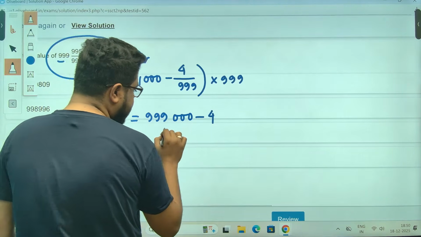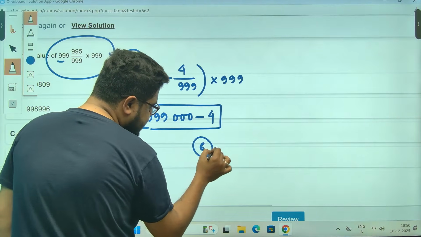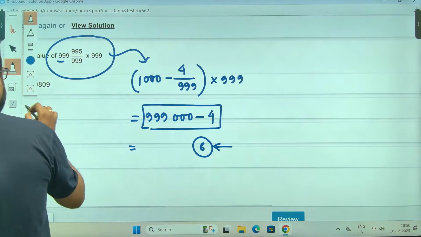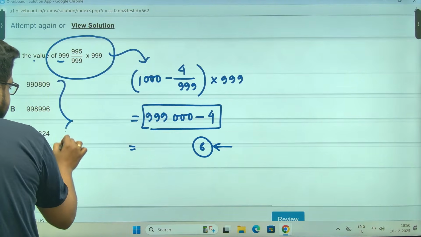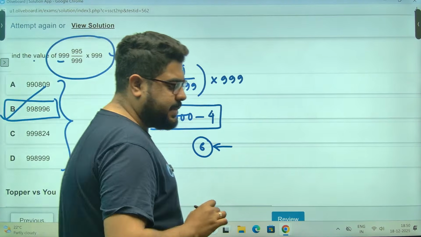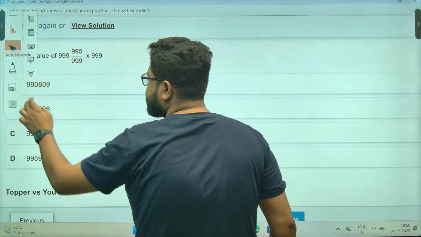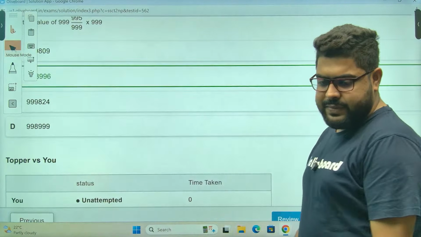So finally you see option, you don't even need to calculate. My unit digit has to be 6 in this case. Just look for the option. There is only one option having unit digit 6, which is this one. So that is my answer. That is most definitely my correct answer, sir. You see, option B. Perfect.